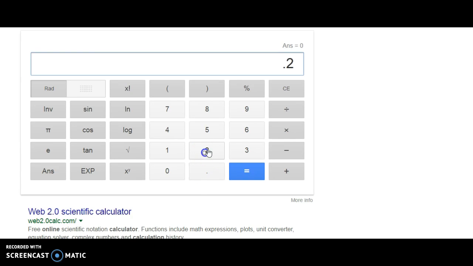So 0.23 divided by 365. Now, the rate becomes just a fraction, plus 1. So now I'm adding it to 1. And now I'm going to raise it to 365 times 10. I'm going to close the parenthesis. I'm going to hit equals. And now I'm going to leave that in the calculator.